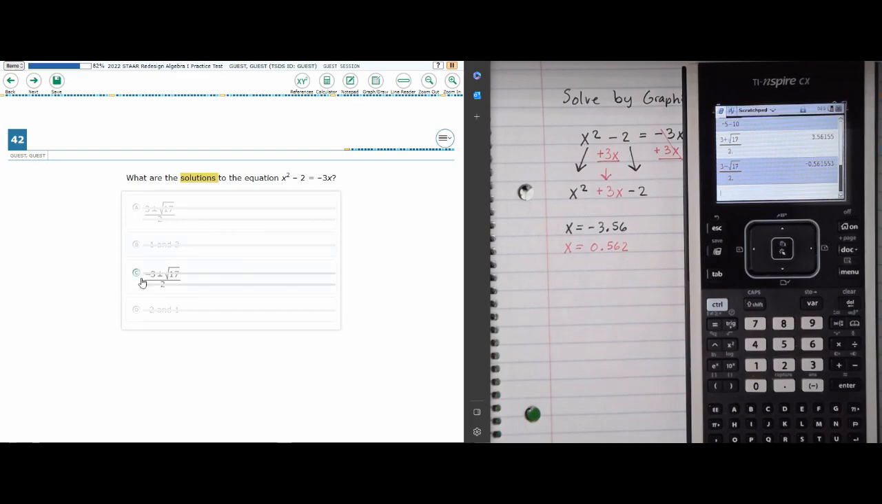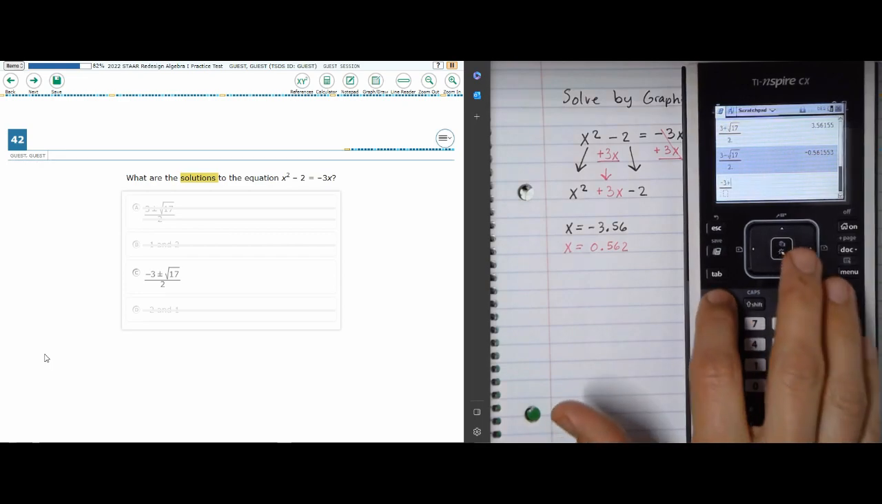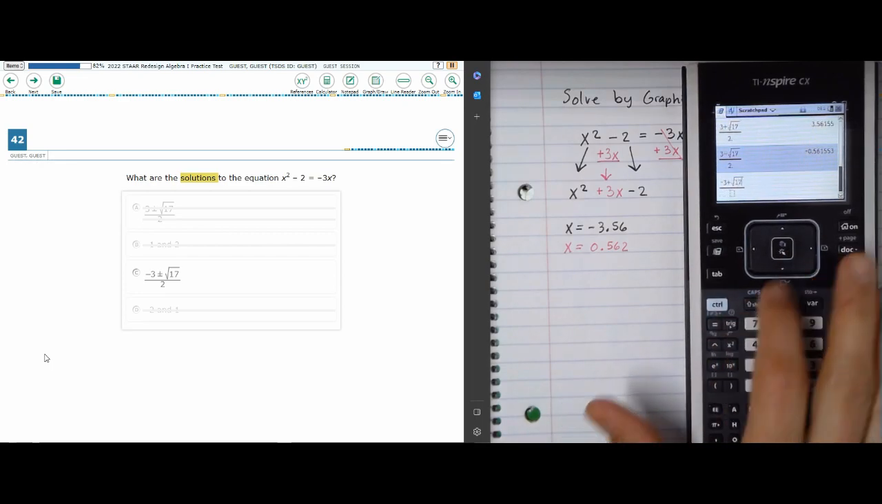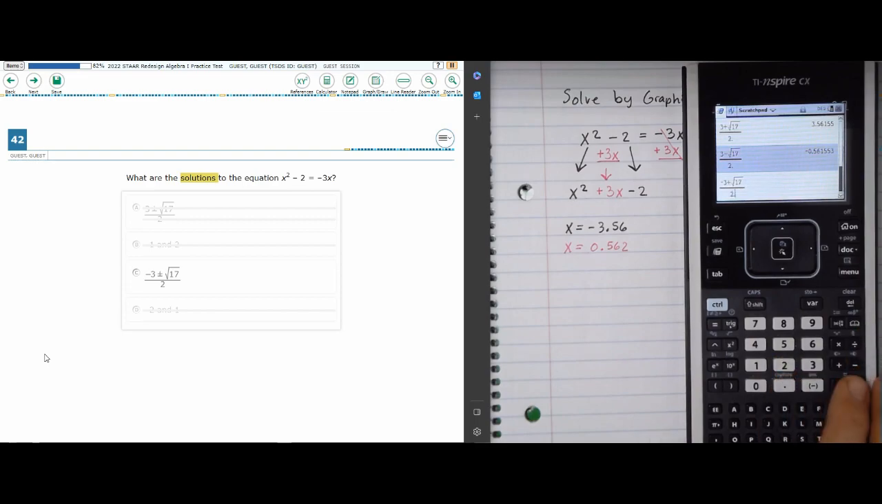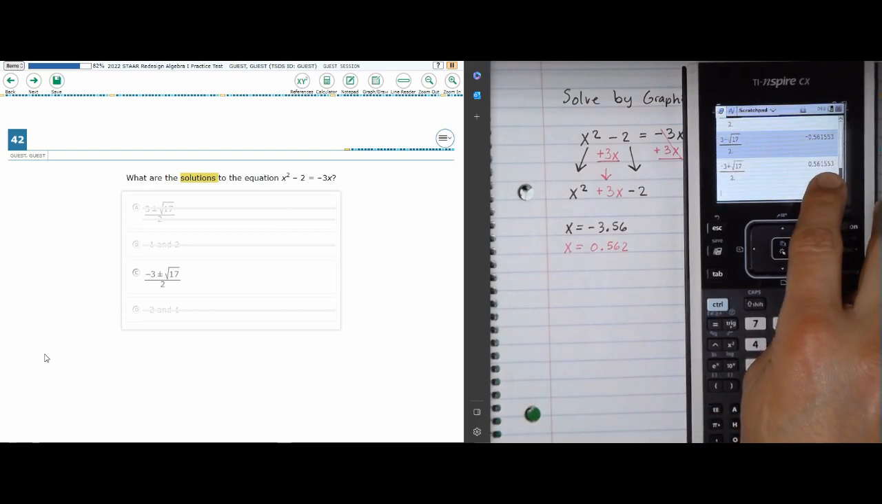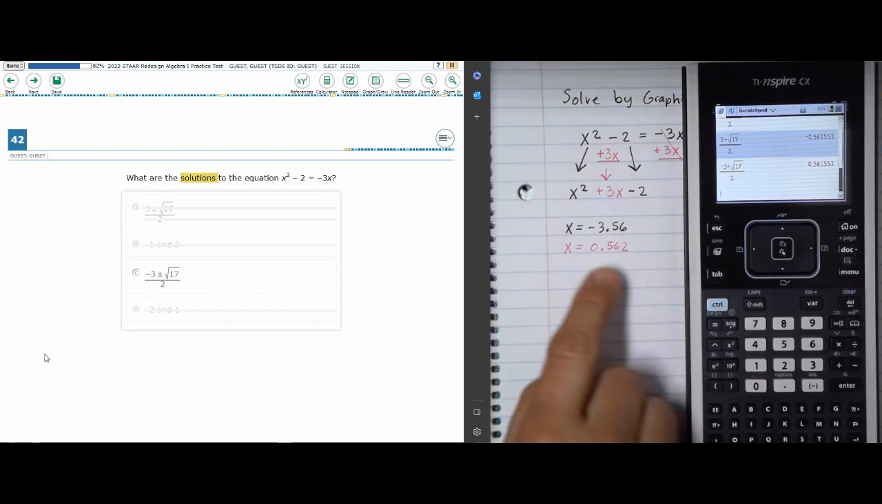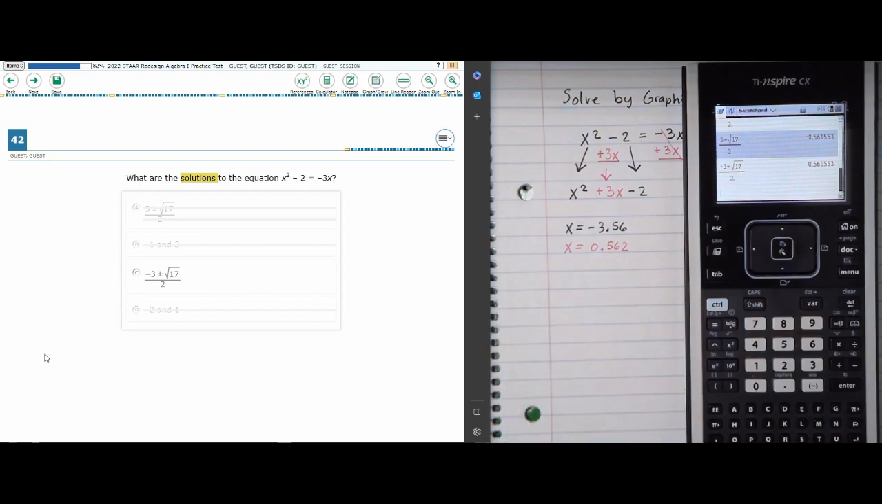And now I'm going to go to the next one. Now if we check this last one, we're going to check C, and I'm going to use the same method. So I'm going to go ahead, hit Control Divide, and I'm going to put in negative 3 plus the square root of 17 over 2, put a decimal, and it gives me positive 0.561553. And this is 0.562. So right now we're looking good. I got my positive value.